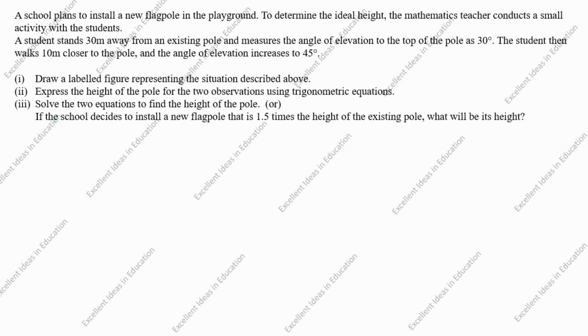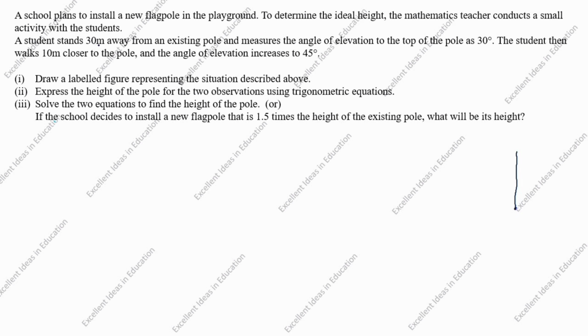Today we are going to solve this case study, application of trigonometry problem. A school plans to install a new flagpole in the playground. This is the new flagpole. This is the ground. To determine the ideal height, the mathematics teacher conducts a small activity with the students.